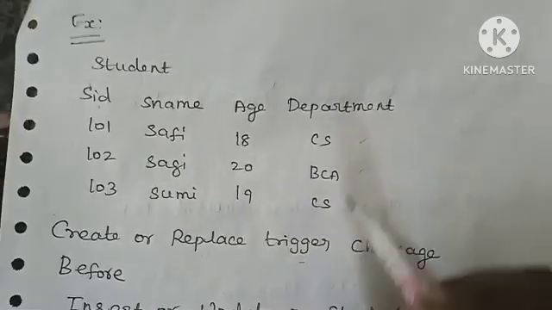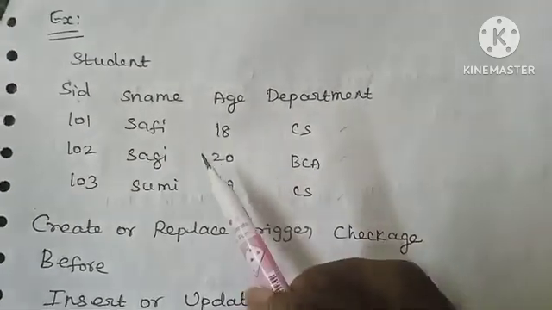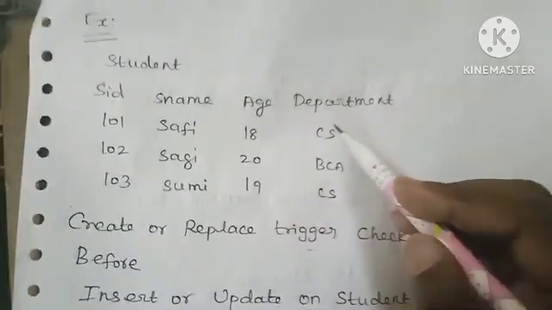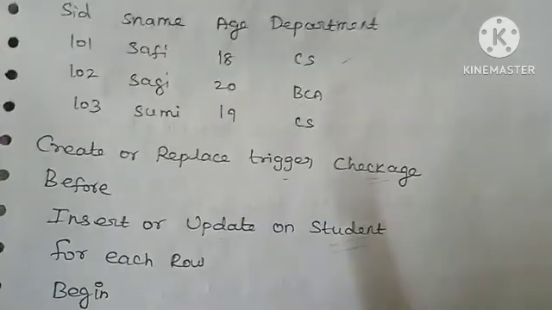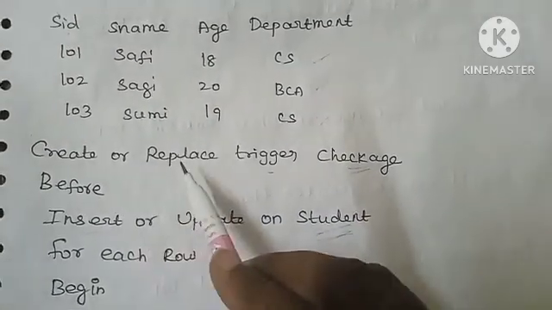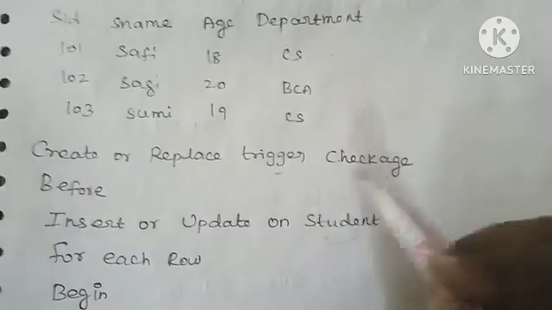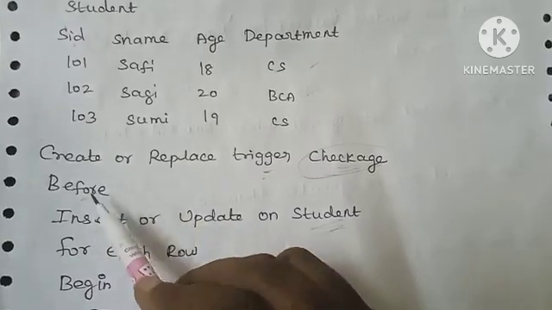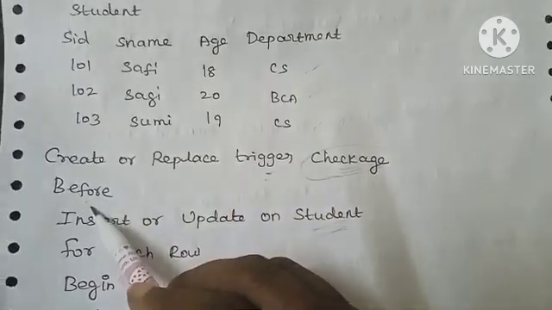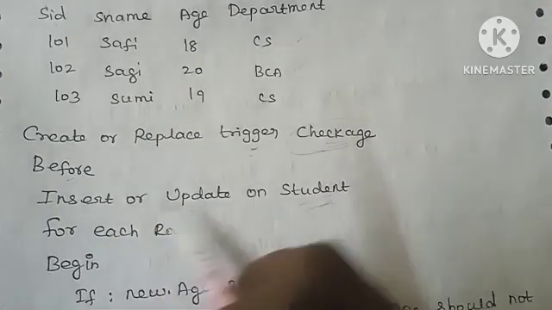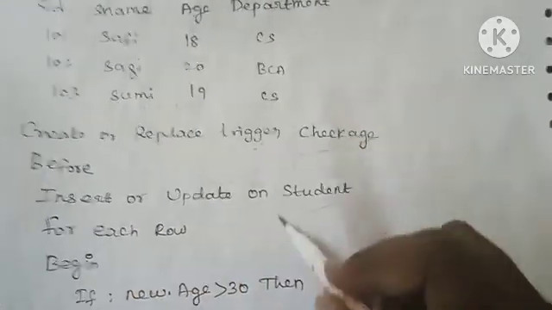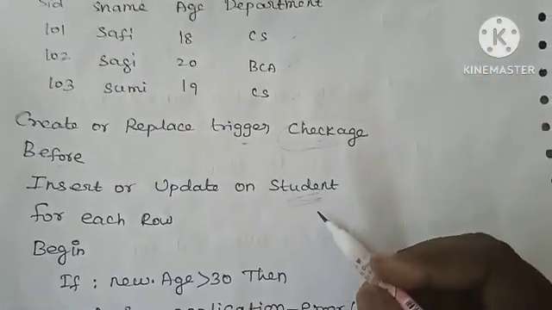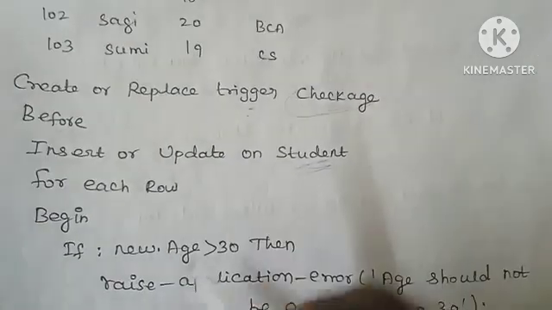For example, this is my table student. I can create four fields: student ID, student name, age and department, and then three rows. Okay. Now we can create the trigger. Create or replace trigger keyword, and my trigger name is check age. I declare only one of before, after or instead of. I declare before. I use two commands only, insert or update on my table name, student. For each row, okay.